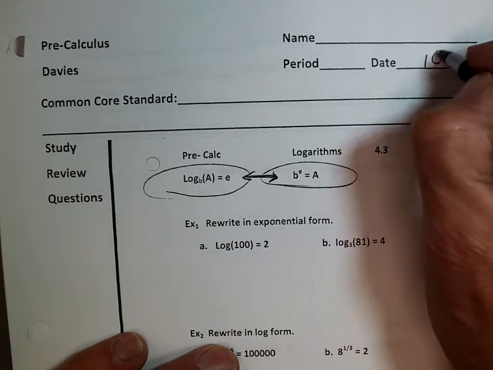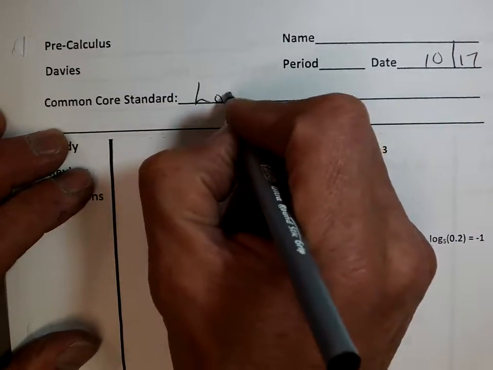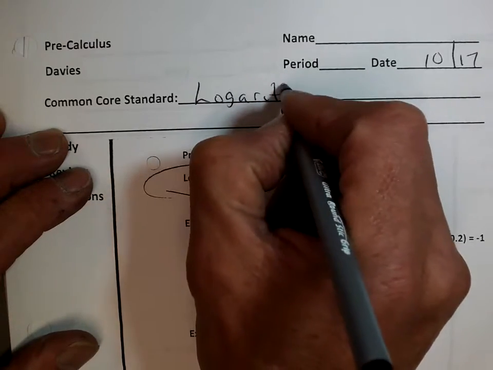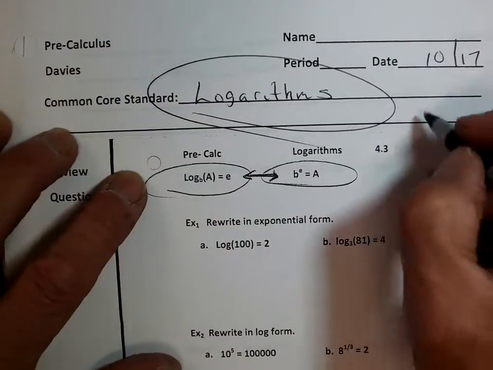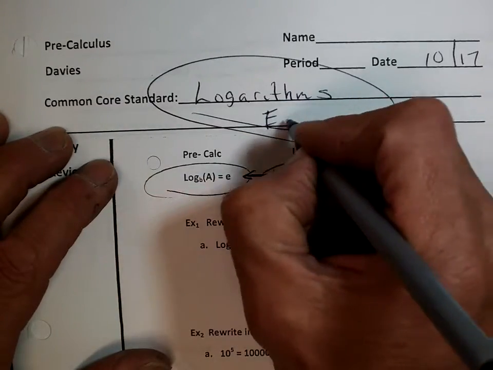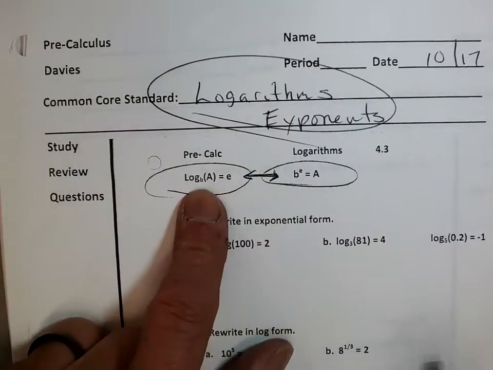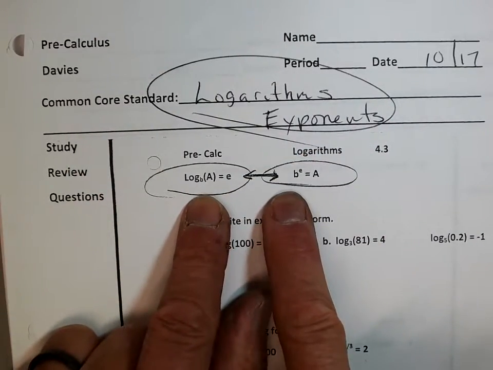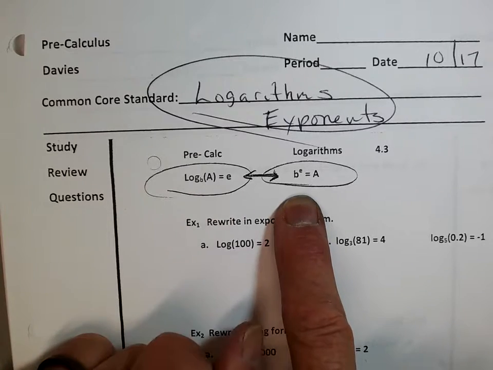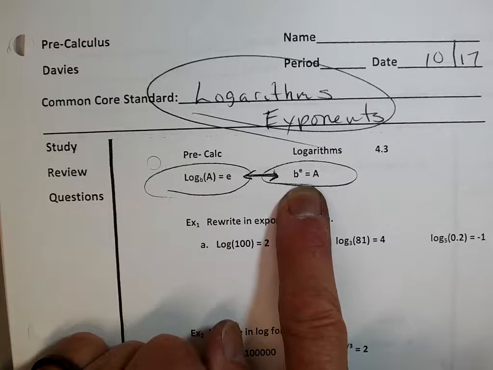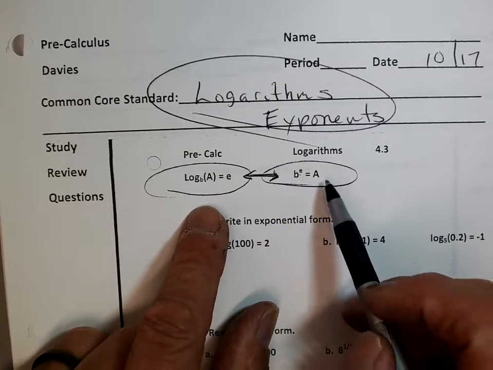Okay, so today it's 10:17, and what we want to do today is talk about logarithms. Logarithms are exponents. If you have log of some base of an answer, you can transpose that into exponential form, which is the base to that exponent equals the answer.